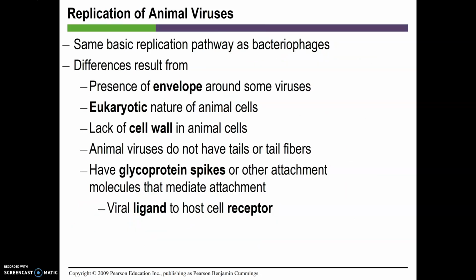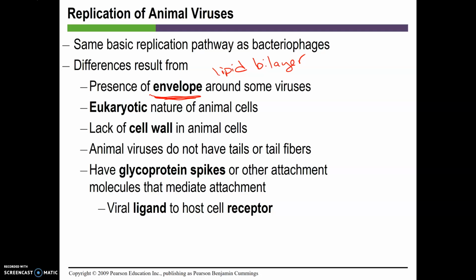If we're going to consider animal viruses, they have the basic replication pathway as the phages: attachment, then entry, and then synthesis and maturation and release. All of that is really generally the same. But some of the animal viruses are going to have an envelope, which is that lipid bilayer around some of the viruses, and it's just membrane that they have stolen from their host cell.